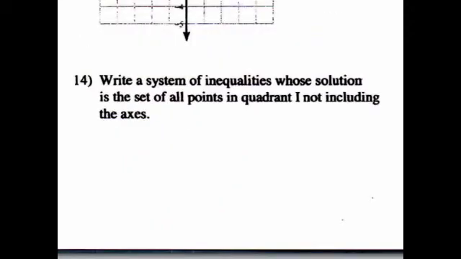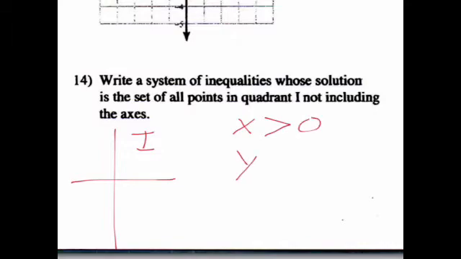On this next one, you just have to write a system that contains the solution is all sides in quadrant 1. So if you have a coordinate plane, quadrant 1 is right here in this top right part. That's just going to be where all the x values are positive, so x is greater than 0, and where all the y values are positive, so y is greater than 0. We don't want to include the axes, and so that is it.